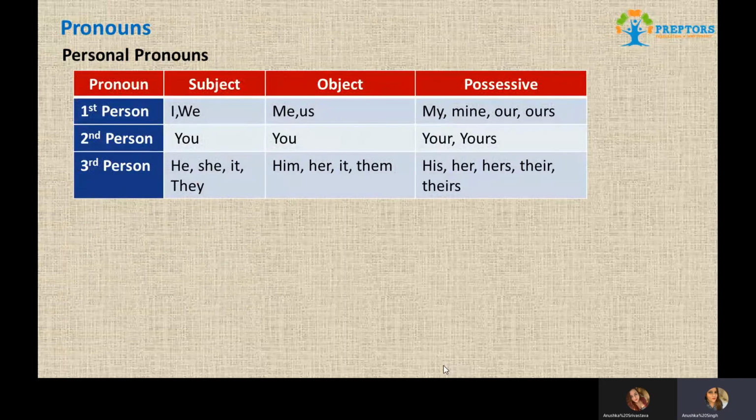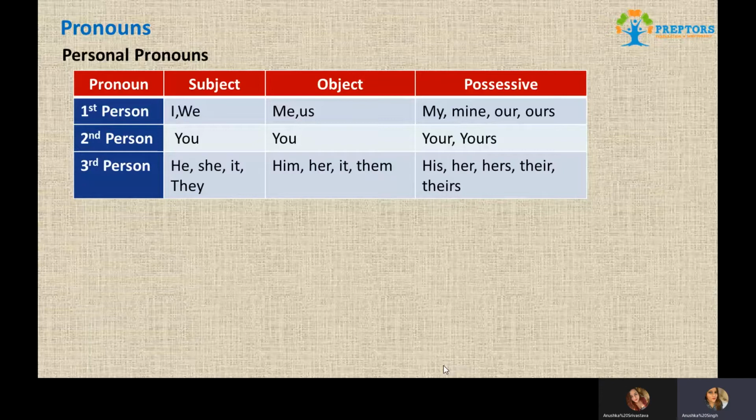Now, this table that we have here is very important, and I would like to bring your focus on this table. There are 3 categories: first person, second person, and third person. This is basically on the basis of the importance in the conversation. Say if I am talking to you guys and I become the first person, you will become the second person, and whoever is not directly involved in this conversation, he or she will take the position of third person.